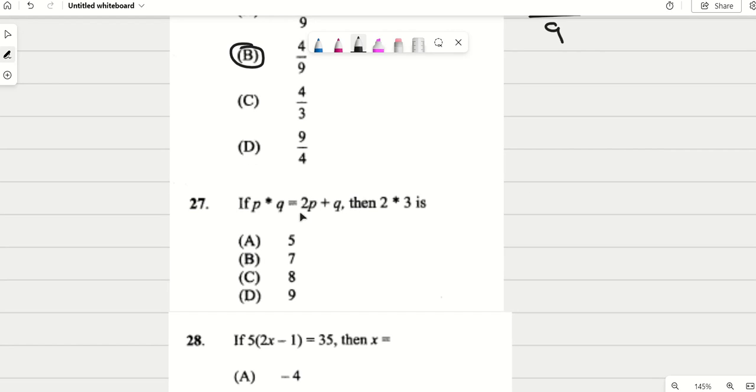This question says, if P asterisk Q is 2P plus Q, then what is 2 asterisk 3? That just means your first digit is P and your second digit is Q.